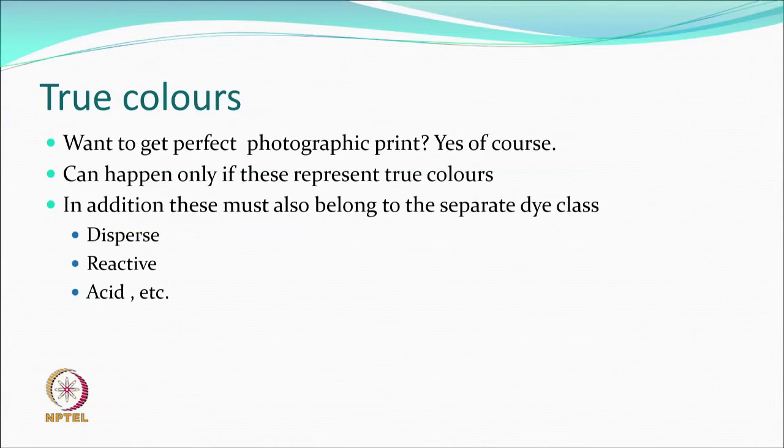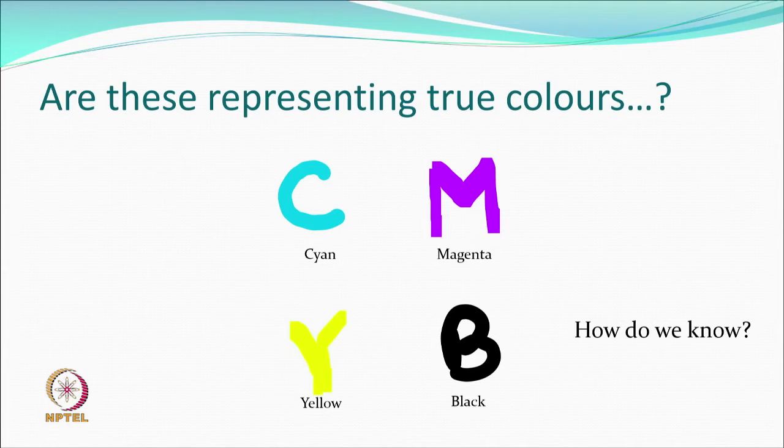And so, the important thing that we must appreciate is that the standardization is in terms of those 4. And if that can be done, you are a successful ink manufacturer. So, somebody says, well, this is cyan, this is magenta, this is yellow, and this is black. Be happy. How do we know? How do we know these are actually true colors?